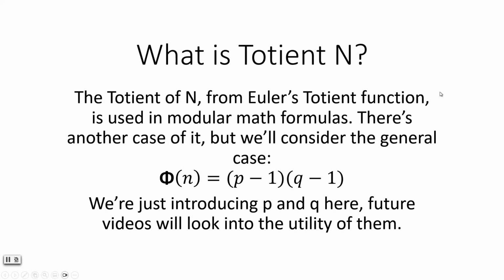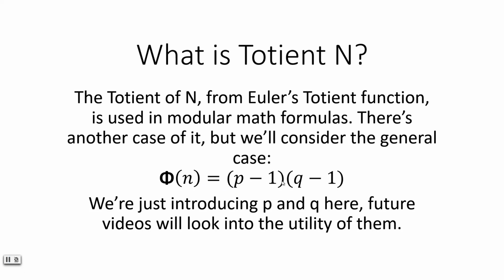So what is totient n? Totient n is going to come up in the discussion in future videos. We're just going to introduce it at this point and not really dig too much into it. But the totient of n is from Euler's totient function. That's phi of n, and what that is is p minus 1 times q minus 1.